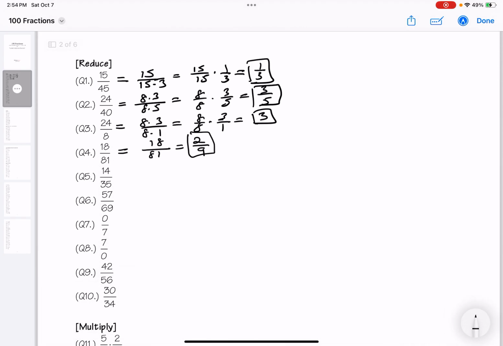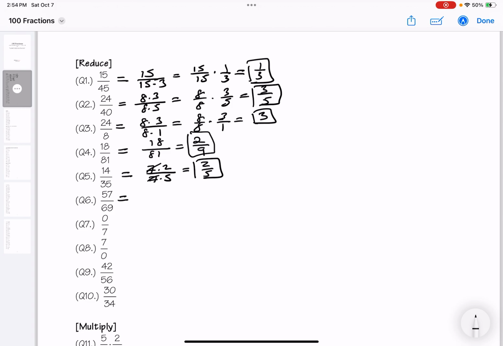And it can be a long problem set. 14 over 35. I notice there's a factor of 7 common at top and bottom. Let me write that down for you. 7 times 2, and the bottom is going to be 7 times 5. So what do we do? Cancel the 7s, and we're left with 2/5. Let's do this one over here.